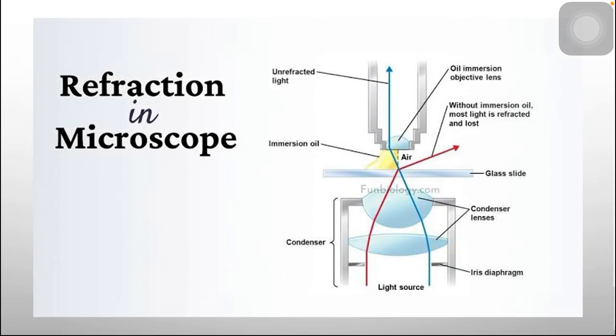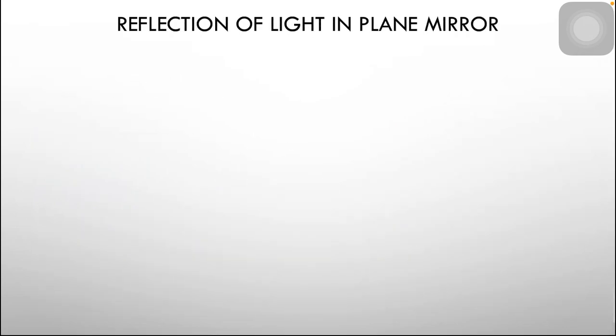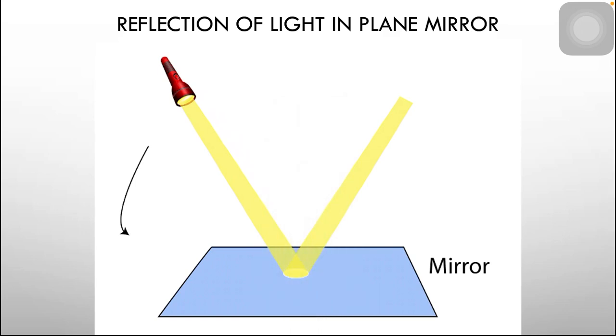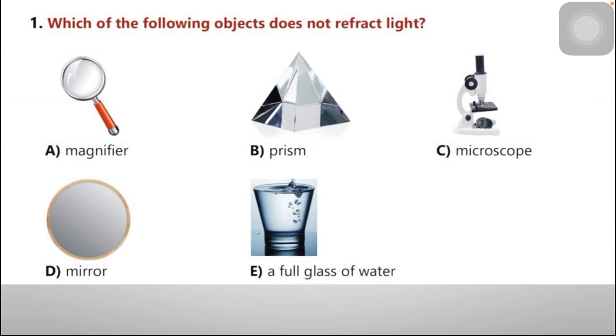Similarly, a microscope also uses the refraction phenomenon because it contains a lens. However, in the last option, the mirror, refraction does not occur, but the other phenomenon, reflection, occurs in plane mirrors, because when light falls on the surface of the mirror, it bends backwards. Here the correct option is option D.